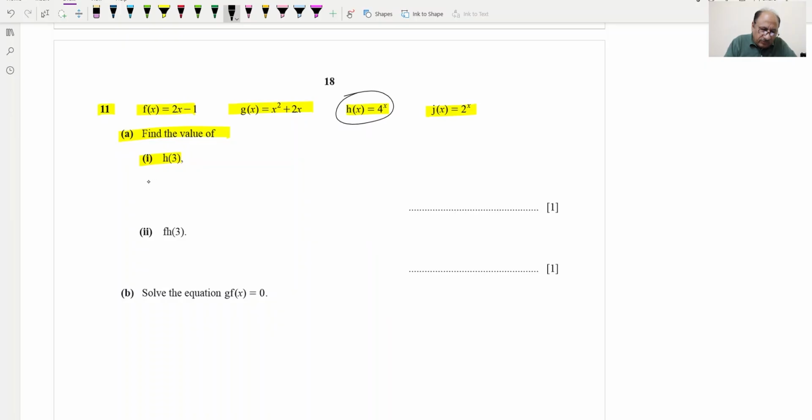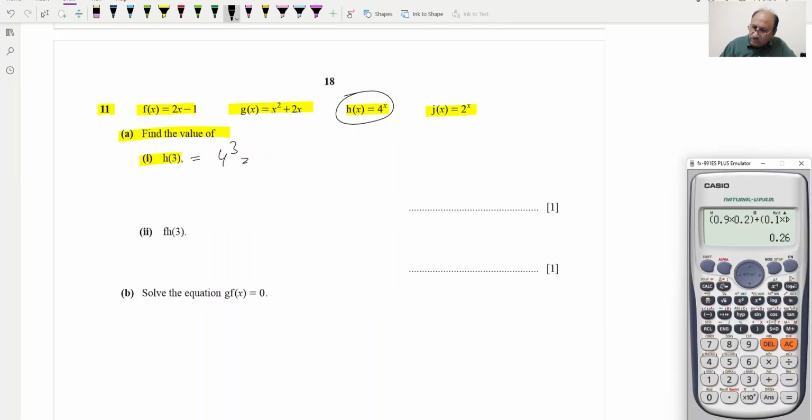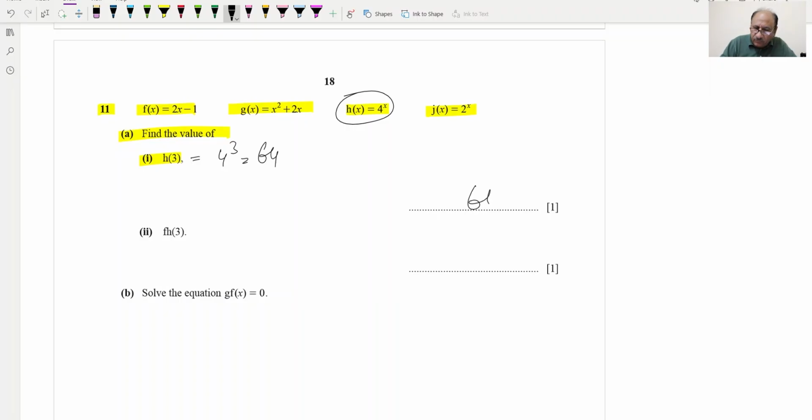So h of 3 will be equal to 4 raised to the power 3, and that will be equal to 64. So 64 will be our answer for the 1 mark question.